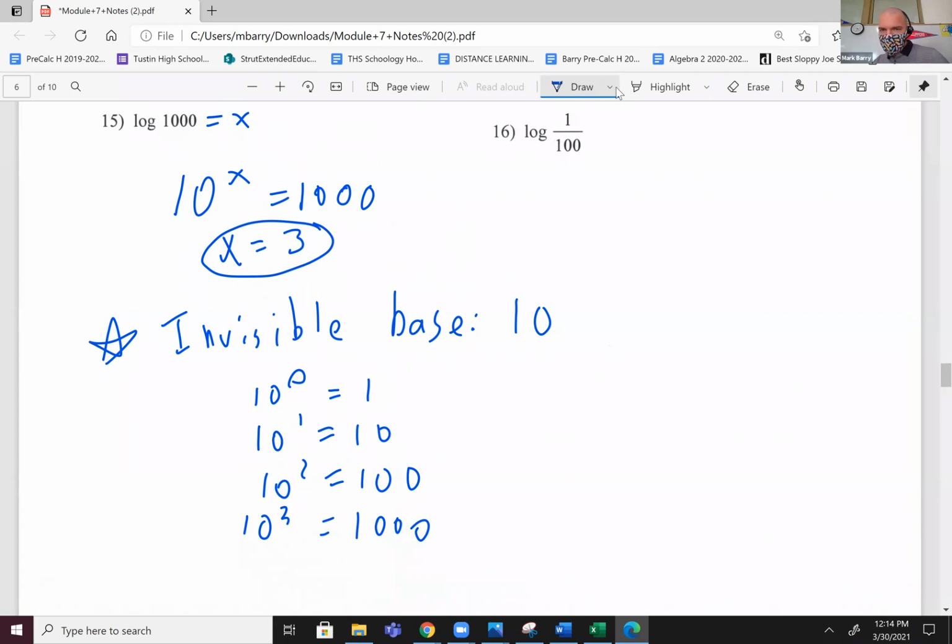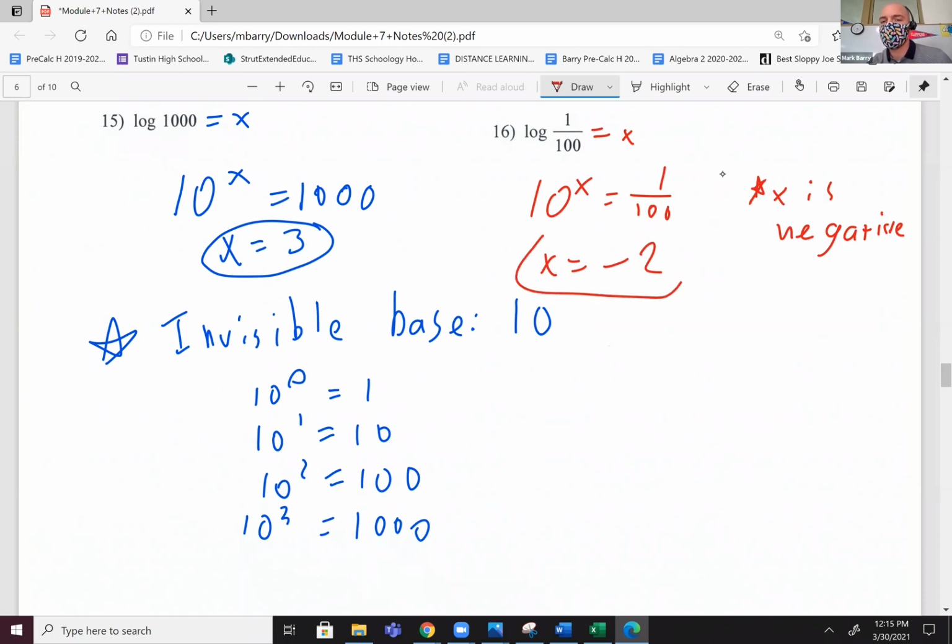All right, so last problem. Set this equal to x. We know it has the invisible base, so we know the invisible base is 10. So 10 to what power is going to give you 1 over 100? Well, we know that x is negative here because it created a fraction, right? So anytime we get that fraction, we know x is negative. So negative what? Well, if we have 100 down there, how many zeros are there? There are 2, so that is 2 zeros.